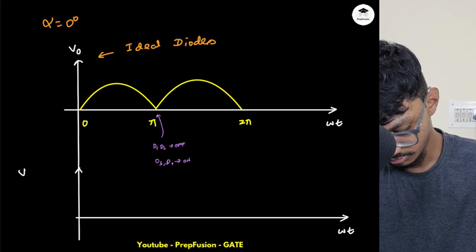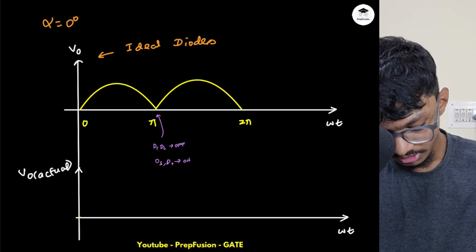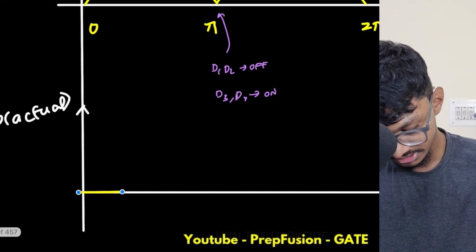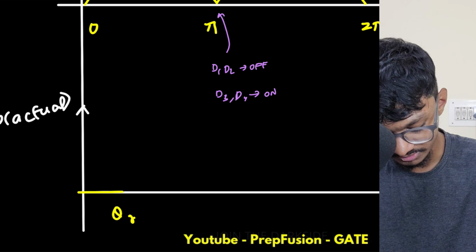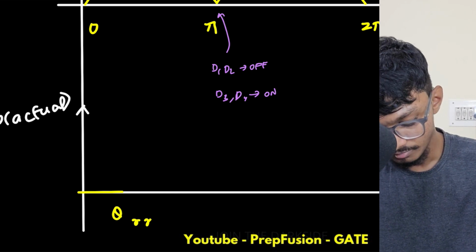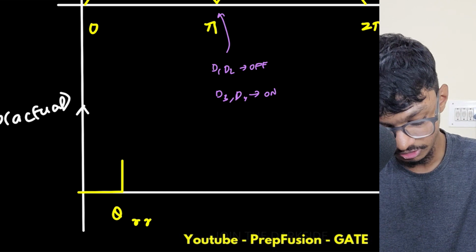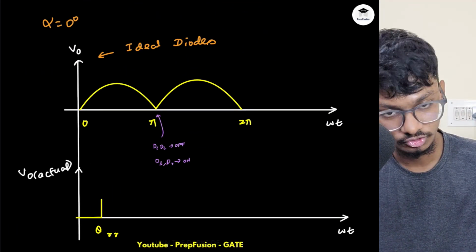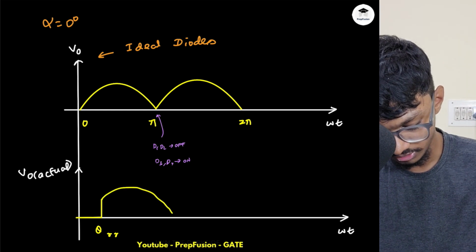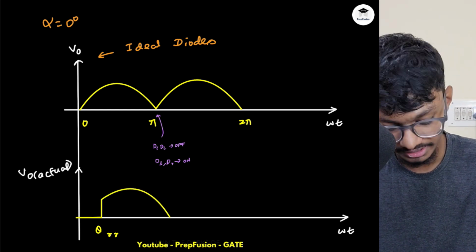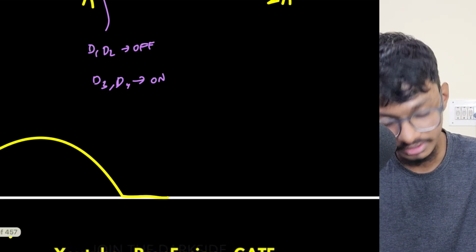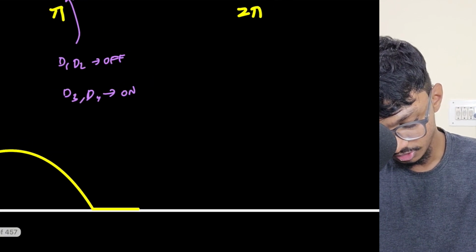So VO actual will be 0 up until this theta RR. Theta RR is just a notation, which I will explain. Then again suddenly the diodes turn off, so all the voltage comes across the load again. So this will be equal to Vs, and it will follow the input just like the previous case. But at pi, D1 and D2 try to turn off, but they can't, so they are still on. So it will be on till theta RR. Then again it will be minus Vs.